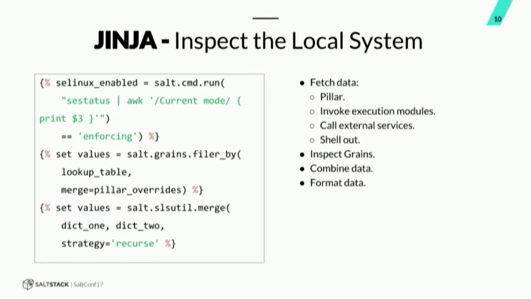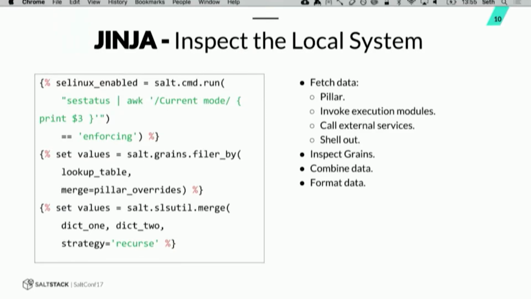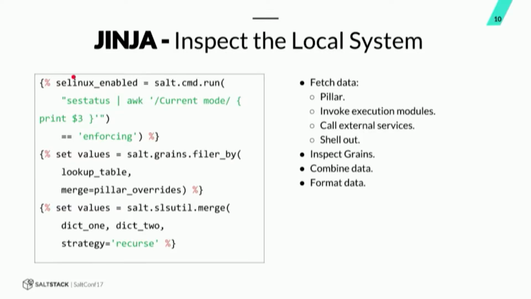As long as the external service can handle the load from however many minions you happen to have, then great. In this case, we're setting a variable SELinux enabled, and we're shelling out to sestatus and piping that through awk, and then comparing what awk produces to a string so that we end up with a Boolean, right? So that's a nice thing. So now we can just say if SELinux enabled throughout the other state run, and that's just a small example of things that you can do.